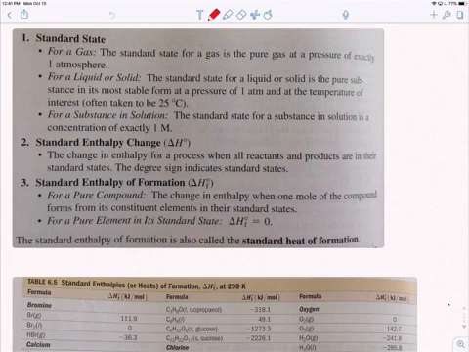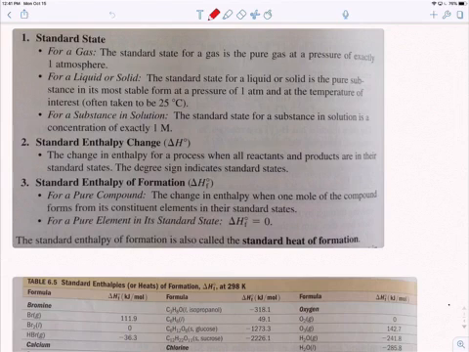Diamond is not the stable standard state for carbon. And actually, diamonds are unstable at this temperature and pressure. They will slowly turn back into graphite. For solutions, 1 atmosphere, 1 molar. Everything's at 1 molar for a solution. Okay, then the enthalpy change is when all reactants and products are in their standard states.